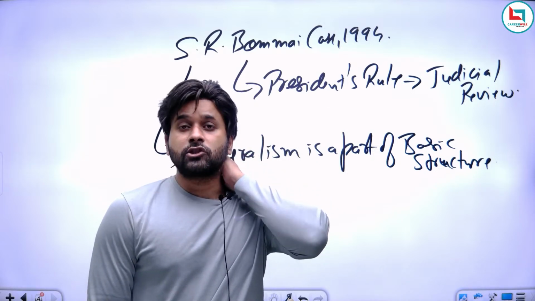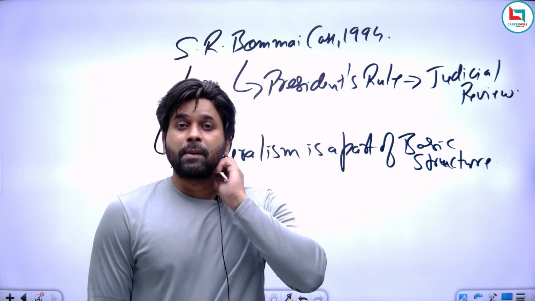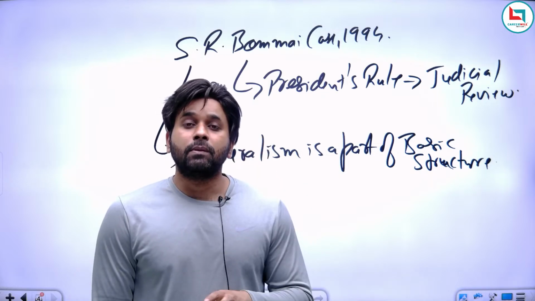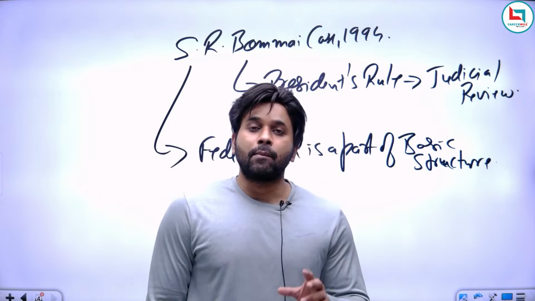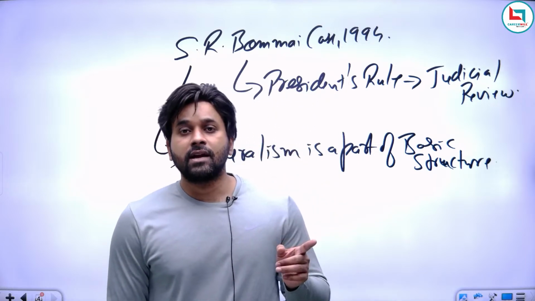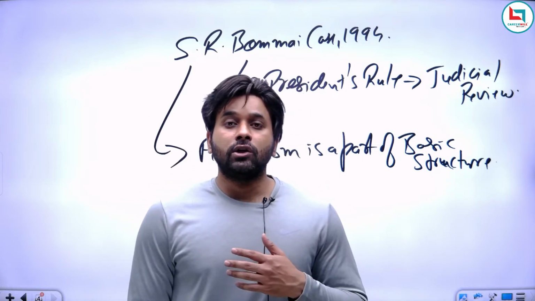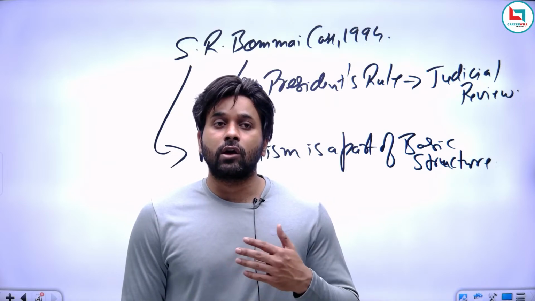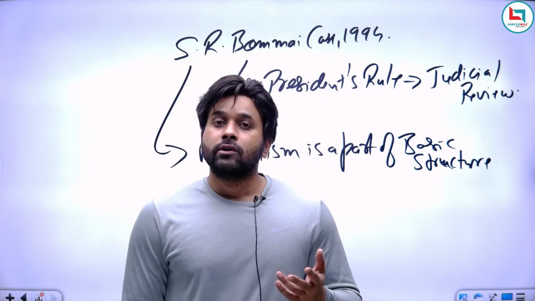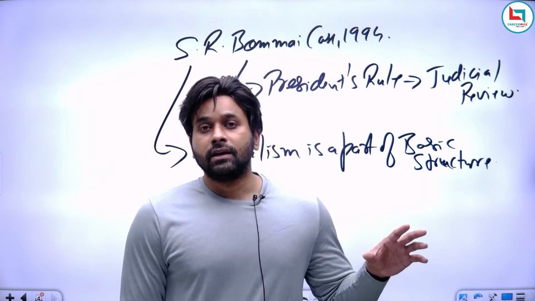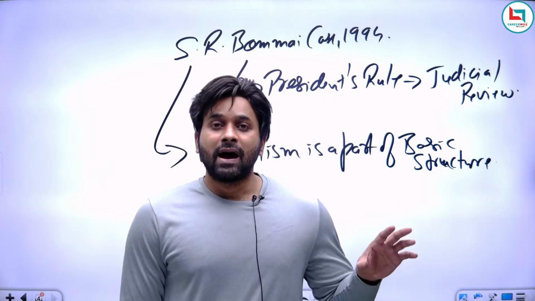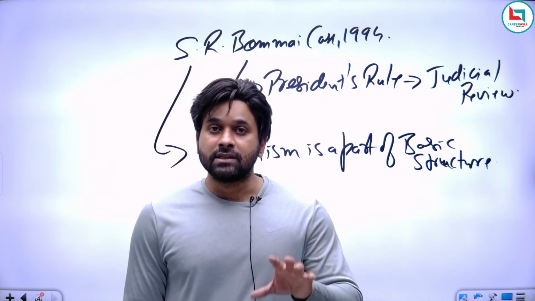Now, what is the implication of this? That federalism is a part of the basic structure of the constitution. It simply means that we are federal in nature. The constitution has established two governments, one at the center and the other in the states. So the state governments derive their authority from the constitution. So the central government cannot affect the federal structure of the country by misusing the president's rule.